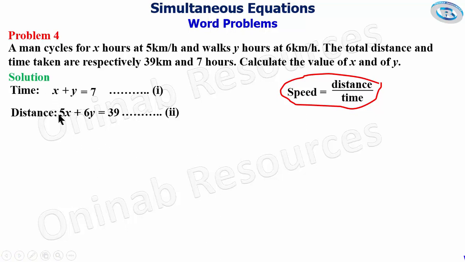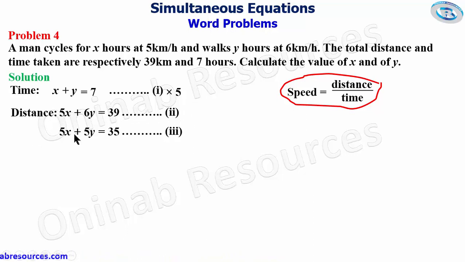But this time around, we want to eliminate x. So we multiply equation 1 by 5 to make the coefficient of x the same as in equation 2. So we multiply equation 1 by 5. That's going to give us 5x plus 5y is equal to 35. Call this equation 3.